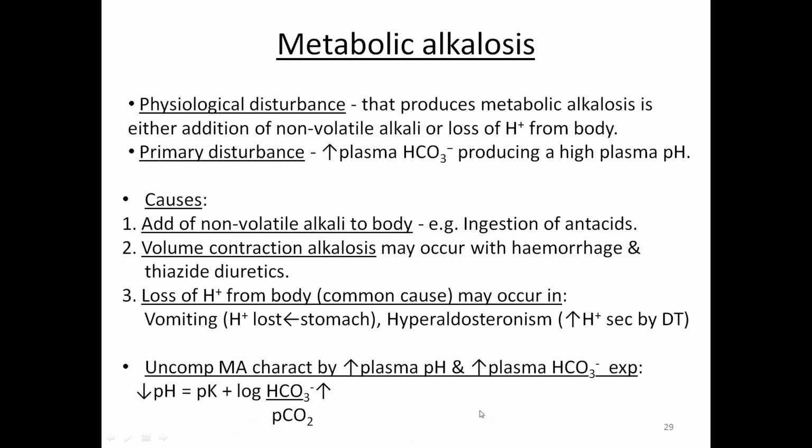All right. Now, metabolic alkalosis. What is the physiological disturbance? That is either addition of non-volatile alkali or loss of hydrogen from the body. The primary disturbance is increased plasma bicarbonate producing a high plasma pH.